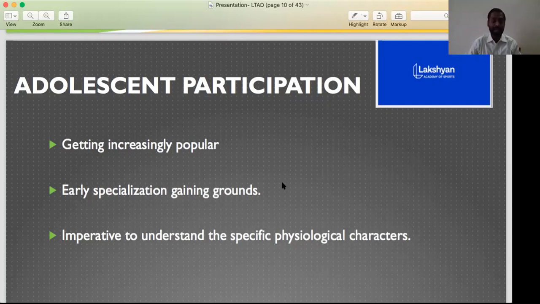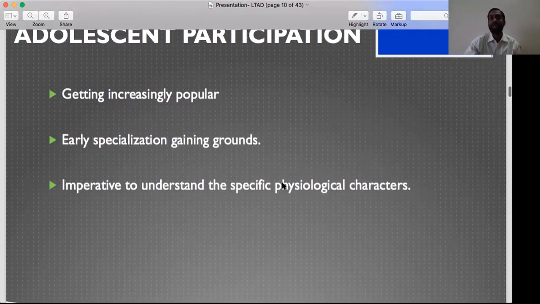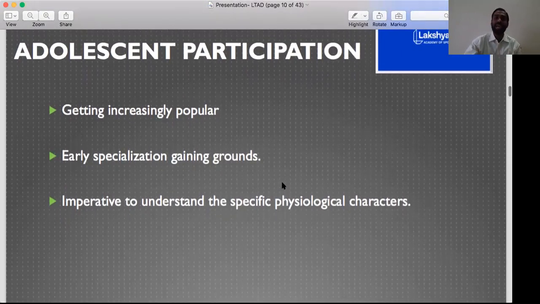So that's why it is imperative for all of us today on this platform to understand the specific physiological characteristics. What does it take to create a very good program around a young athlete, right? So what is the evidence?